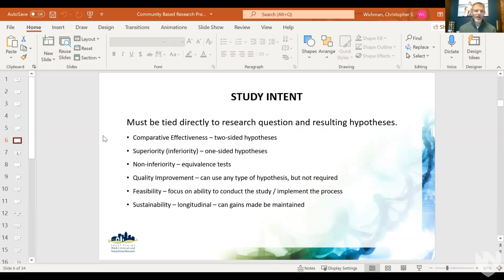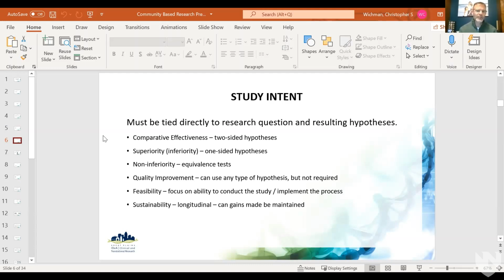The other types of study intents we have out there are quality improvement. You can have any type of hypothesis here, but technically they're not required so much, because you're not necessarily going after a concept of proving something, but you're trying to show that you're trying to better the process, if you will, in a quality improvement study.